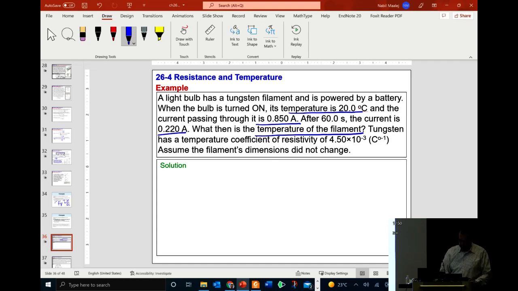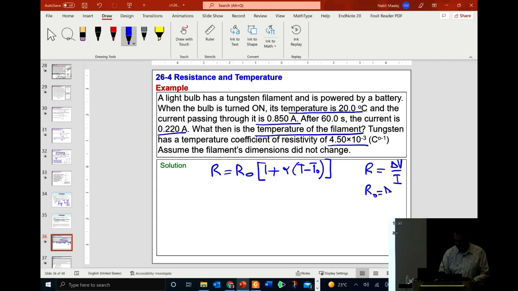So we have an equation that says R is equal to R0 times 1 plus alpha (T minus T0). We are given T0 and we are asked to determine T. We are given alpha, but notice we are not given R and R0. We are just given the current. Well, I know R is equal to delta V over I. So I have two values of R: R is delta V over I, and R0 is delta V over I0.